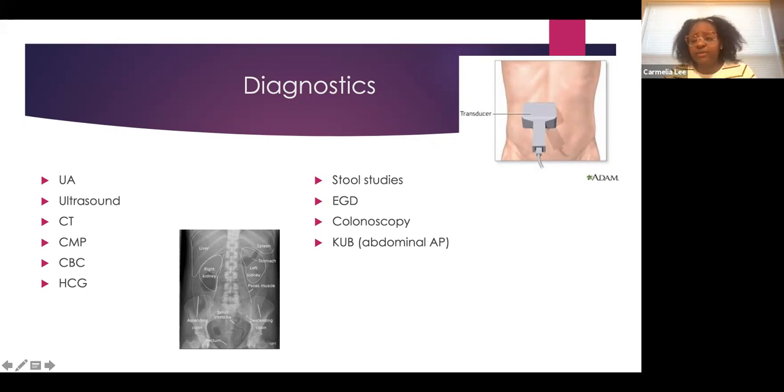And then if you do have to refer these kids to specialists, sometimes the EGD, which is your upper scope, and your colonoscopy is done to get diagnosed with Crohn's or celiac, to do better sampling. So these are some possible studies that you can get.